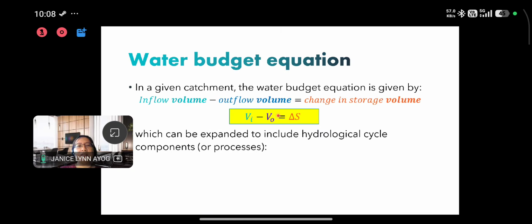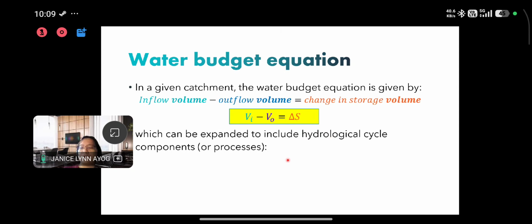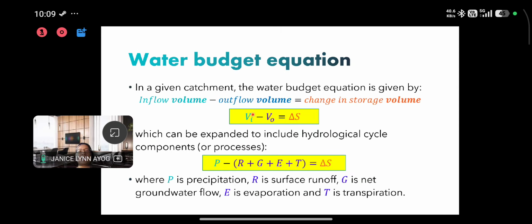This formula or equation can be expanded to include the hydrological cycle components or processes. So basically for the inflow volume, we can consider the precipitation, P. And then R is not rainfall, it is actually surface runoff. That is the outflow volume. And then we also have the outflow volume of the groundwater, the evaporation, and also the transpiration. We can combine these. And then this is the change of the storage.